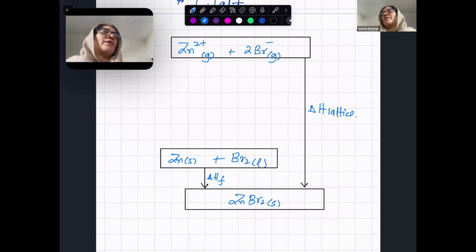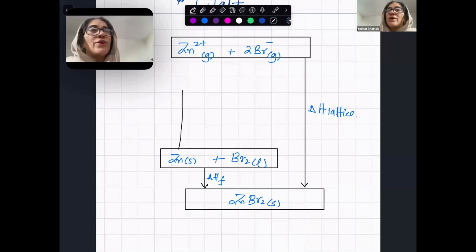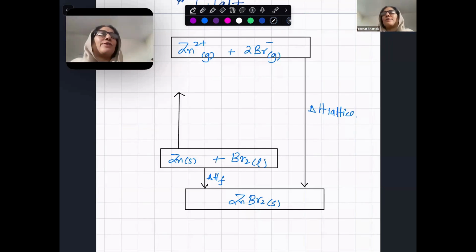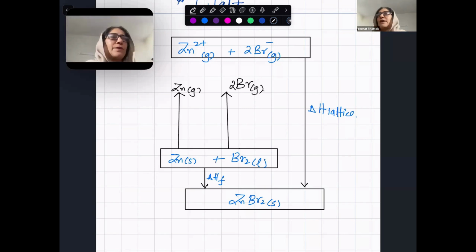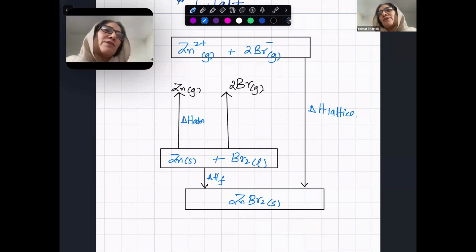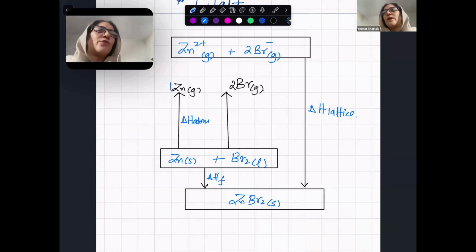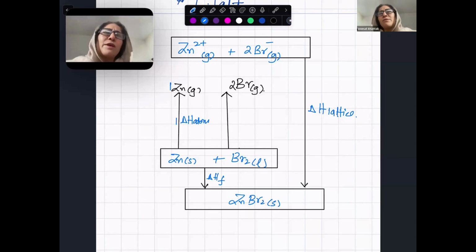Now, what are you supposed to do? You need to convert zinc into zinc atoms, and you need to convert the bromine into bromine atoms, 2 bromine atoms. Listen, now there are 2 ways. When you atomize zinc, it's just delta H atomization. You make the zinc atom from its element. Perfect. It's 1 mole of atoms, so 1 atomization, kilojoule per mole, of the zinc atom.